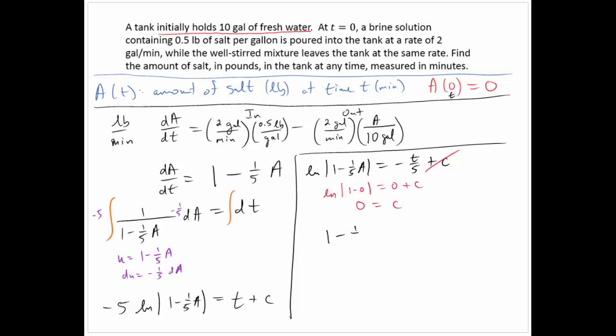Exponentiating, 1 minus 1/5 A is equal to e to the negative t over 5. Subtract the 1, negative 1/5 A is equal to e to the negative t over 5 minus 1. Multiply through by negative 5. And A is equal to negative 5 e to the negative t over 5 plus 5. And so this function represents the amount of salt in pounds at any time t. T is measured in minutes.